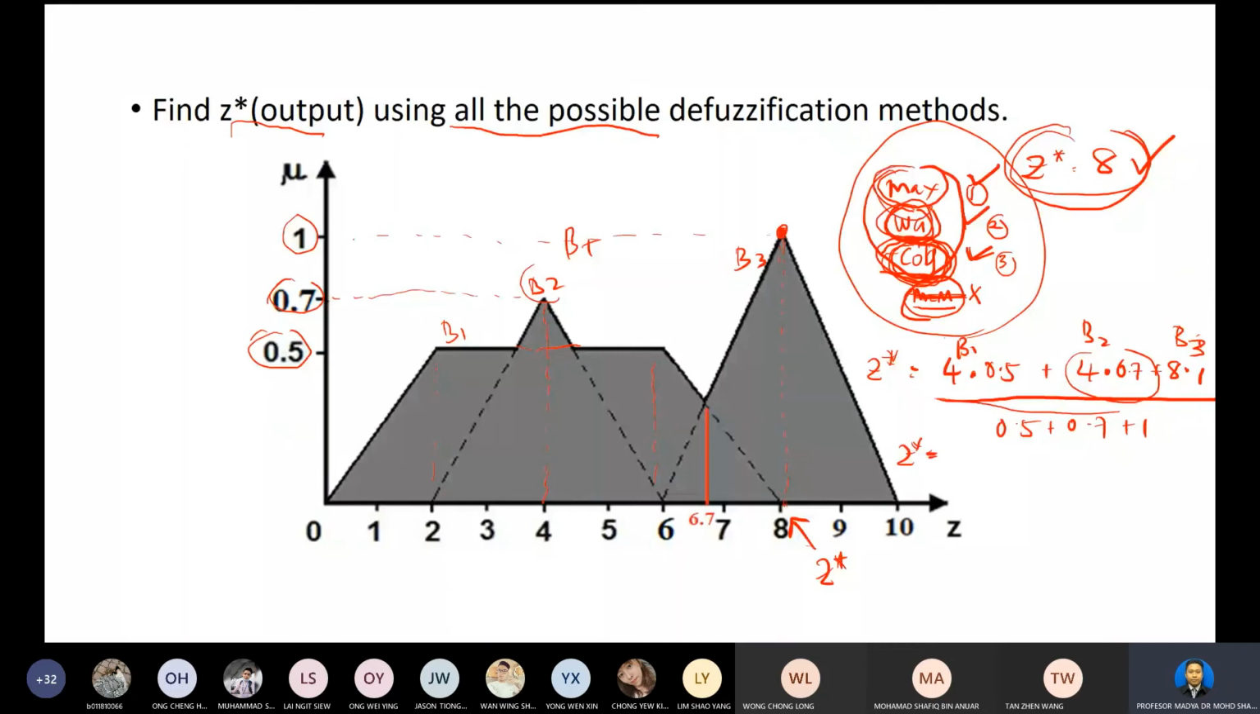Because the question asks for all possible methods. We have 4, which ones are possible? For this case, we have 3 possible methods: the max, the weighted average, and the center of gravity. So if you get this question, first solve the simple one, which is the max. Second, the weighted average. Third, the last method is the center of gravity.